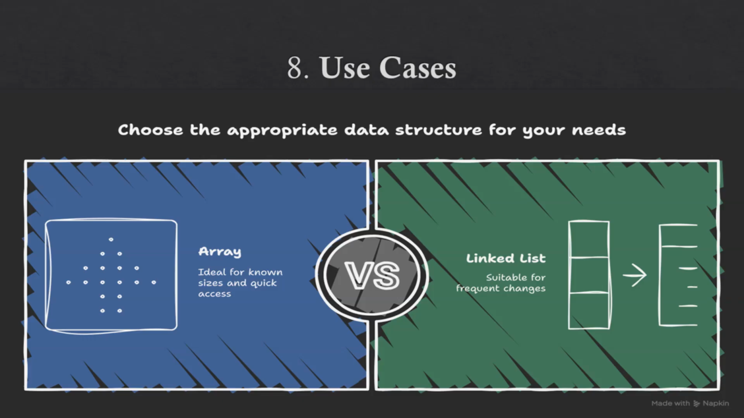Use arrays when you know the size of data in advance and you need fast access using indexes. Examples: storing marks of students, accessing game scores, matrices. Use linked lists when you expect frequent insertions or deletions, and you don't know the size of data in advance. Examples: music playlists, undo-redo systems, memory management in operating systems.